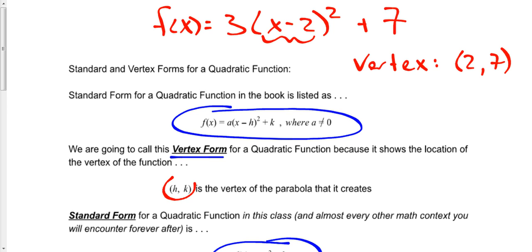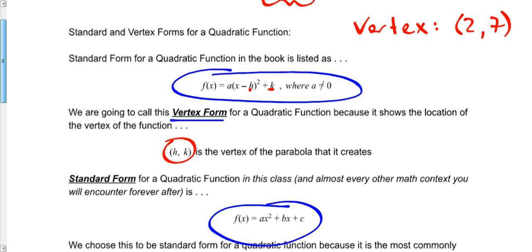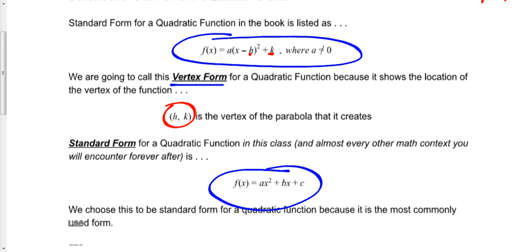So the actual vertex is encoded in the function. That's why I call it vertex form. Okay? The other one, the one we know and love, we call standard form because, well, heck, that's what we've used for everything up until this point. We've seen this very rarely until now, right? We've seen it today, but we also saw it the last unit, right?